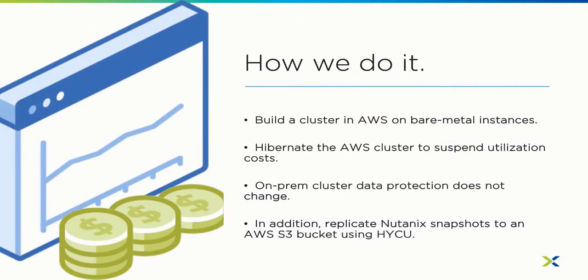What we're doing here is building out a Nutanix cluster in AWS, and we can then hibernate that cluster so that we're not paying for the utilization of the cluster, but we're paying for the storage only. Our production on-prem cluster will then back up normally, and it'll also have an S3 target for archive. Or you can back up to S3 and on-prem at the same time. And we're going to use Haiku to demonstrate this.